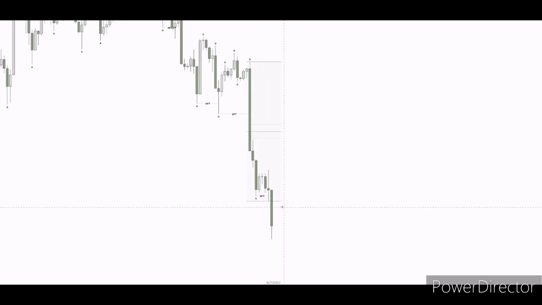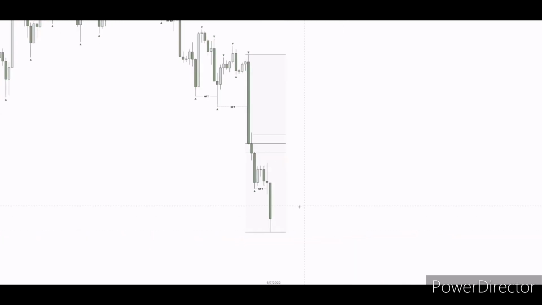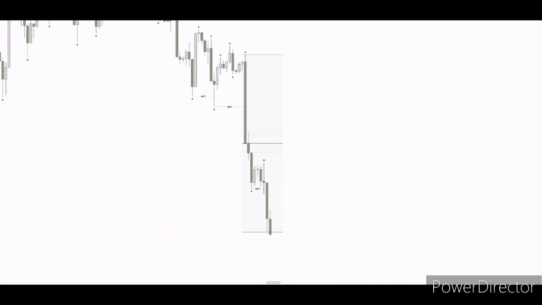So price does continue down. So we've now got a body close below this. So it goes from no follow through to unconfirmed. So what we will be doing now is sitting on our hands and just waiting for the next candle to see what happens, to see if we get a bullish candle to signal again no follow through, or do we get another bearish candle to signal follow through.